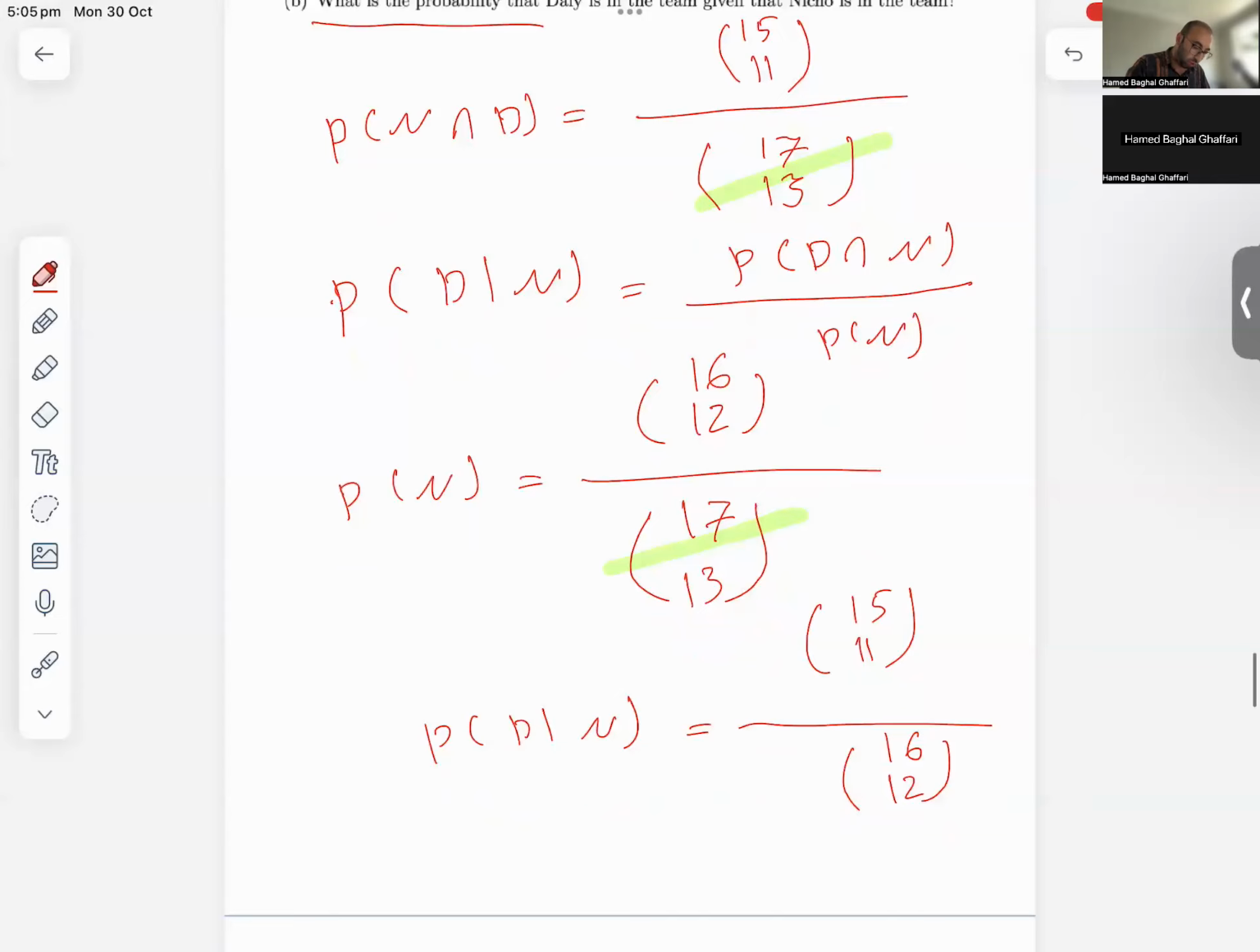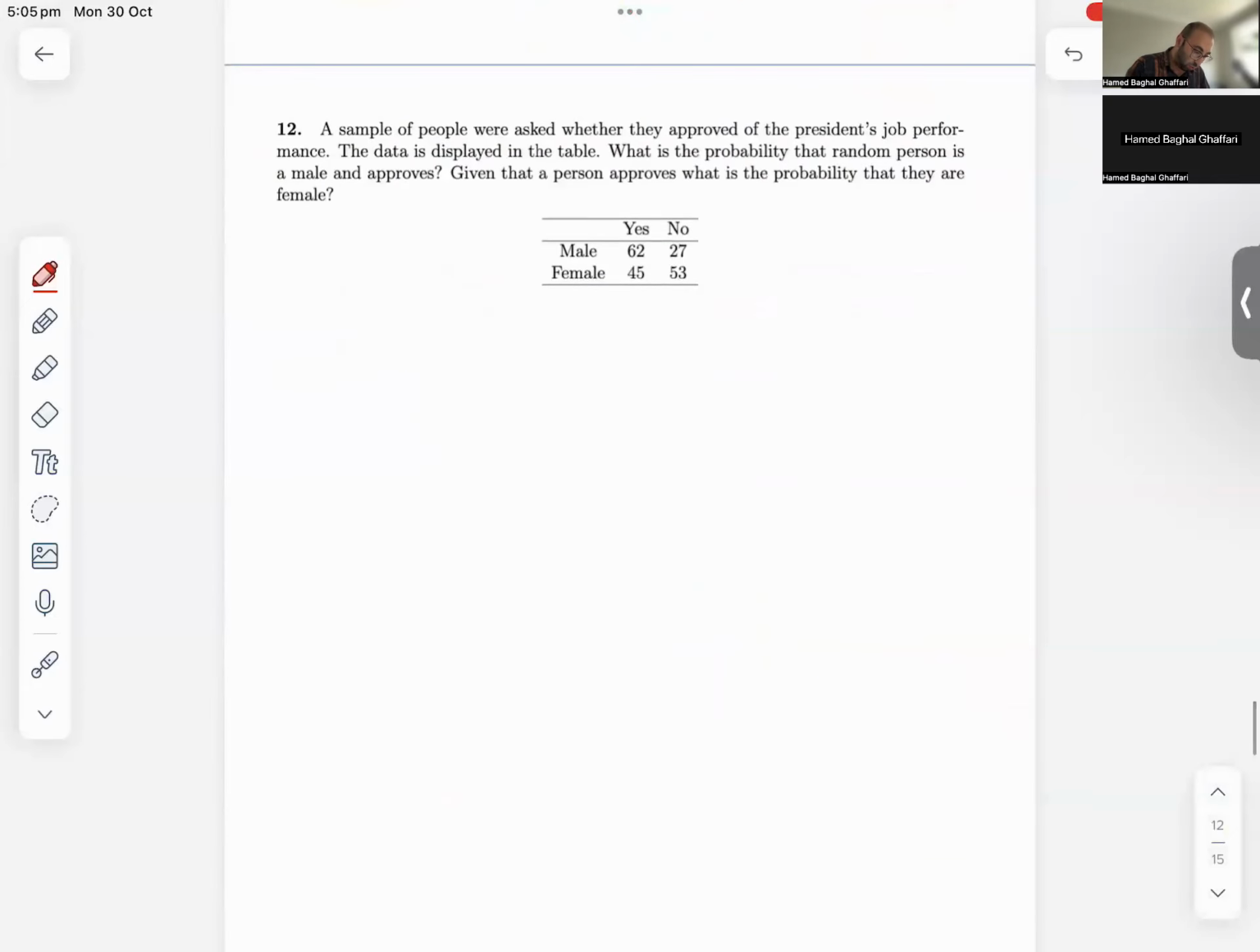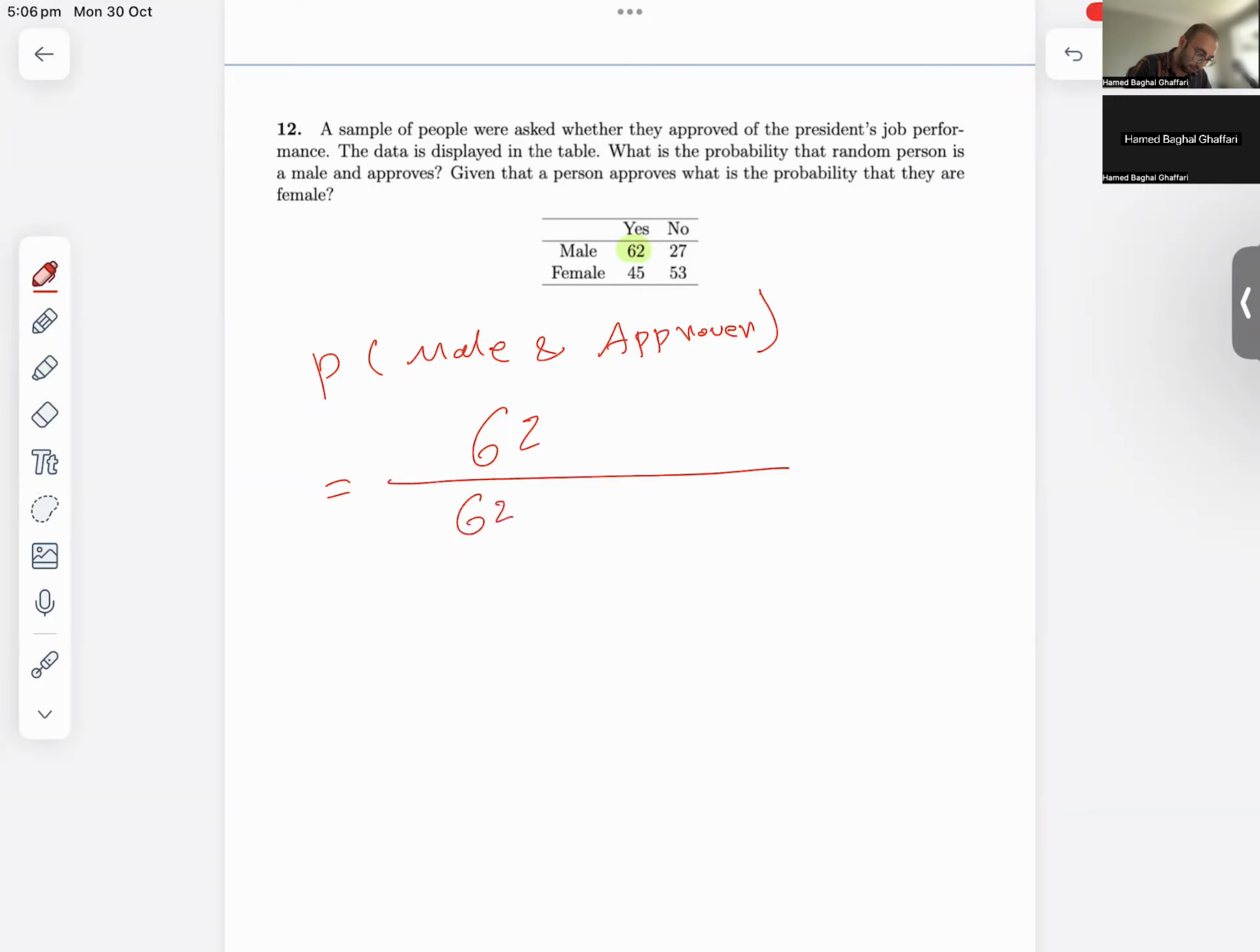All right, move on. Question 12 is a familiar question for us. The probability of male and approver is obviously 62 divided by the whole number, 62 plus 27 plus 45 plus 53.